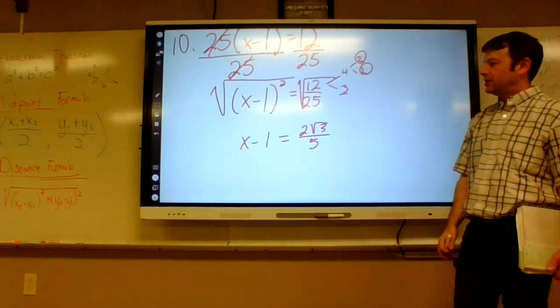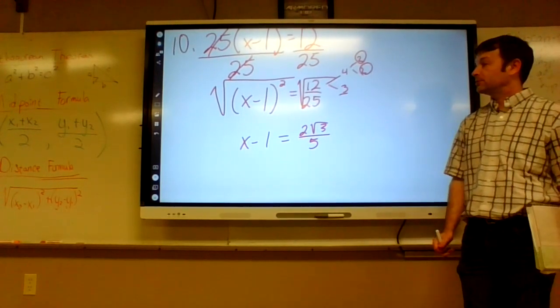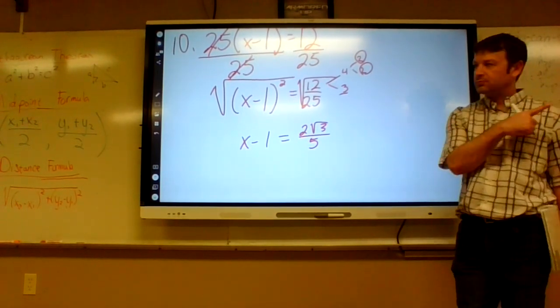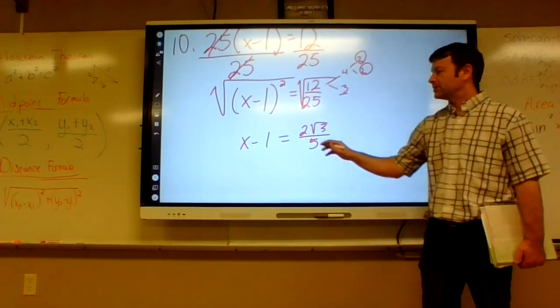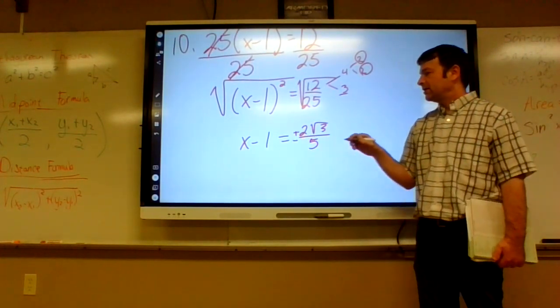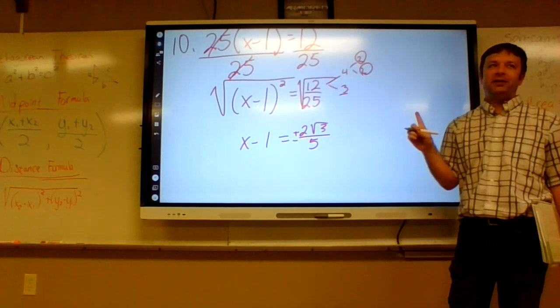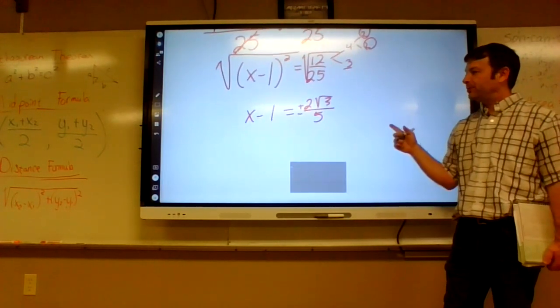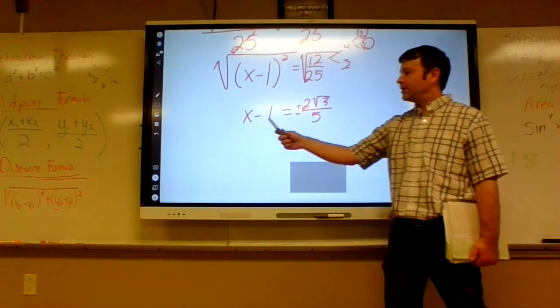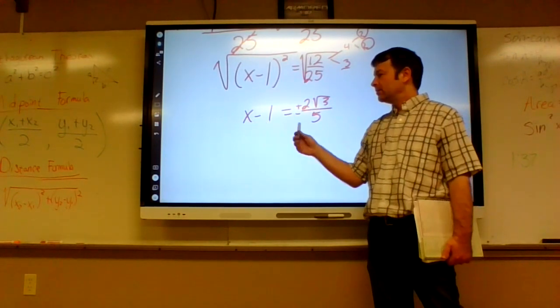Okay, something I did is a little bit wrong. You know, plus or minus. We do need to add, that was right, but I want to put a plus and minus in there. So to solve for x, what do I do? Plus the 1.